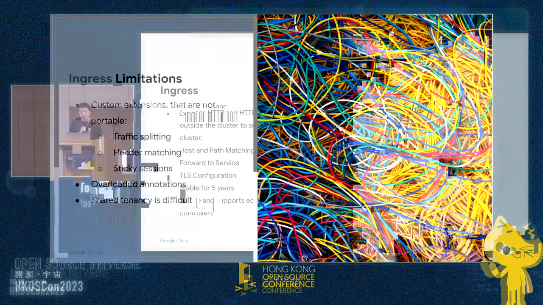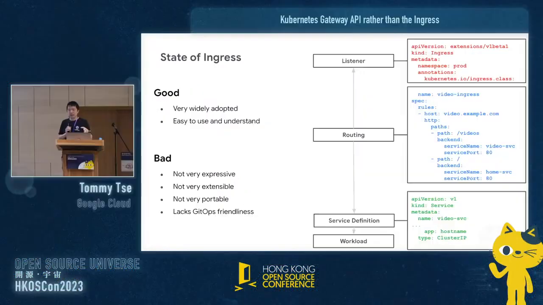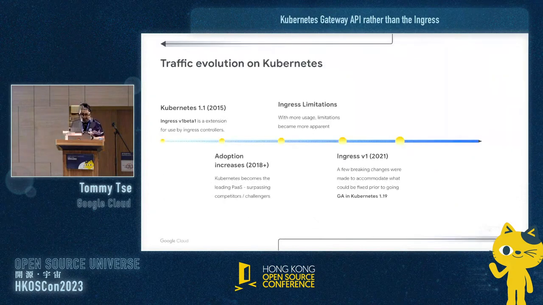Limitations: since the API is too simple, there are missing features, for example, like traffic splitting or header matching. Things that a single developer would codify could come from a platform team, or maybe you got some networking person in your company. So it's really difficult to share this responsibility with Ingress.